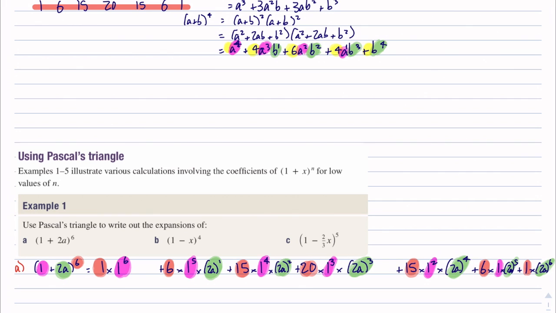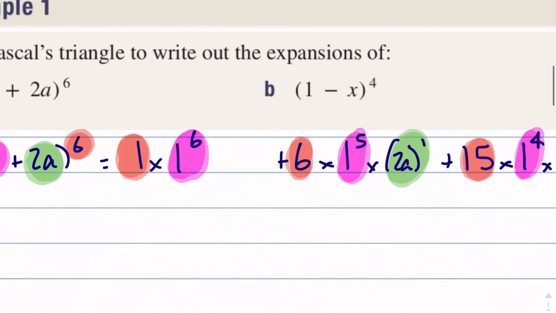Now we've actually got to figure out all these terms. So 1 times 1 to the 6 is 1, plus 6 times 1 to the 5 times 2a to the 1, we've got 6 times 1 times 2a.